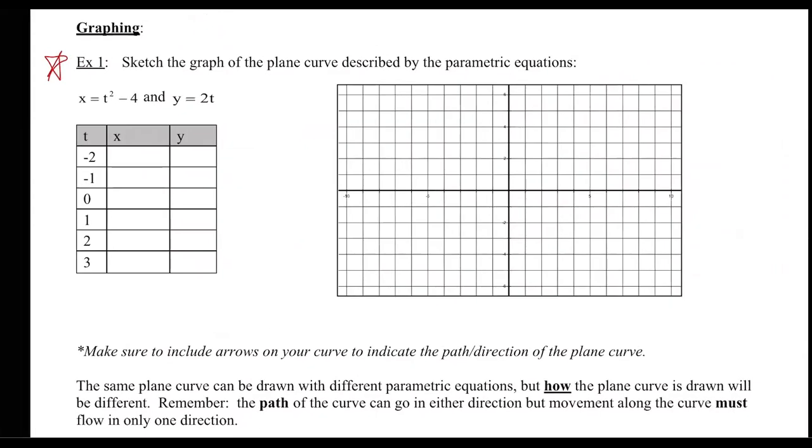Sketch the graph of the plane curve described by the parametric equations. All right, so we got x equals t squared minus 4 and y equals 2t. These starred problems, again, if you weren't here, are just my indication that these are problems I want you to look at before the next class. Just because I start with one doesn't make it any more important than any other question.